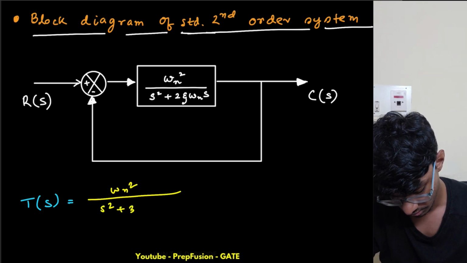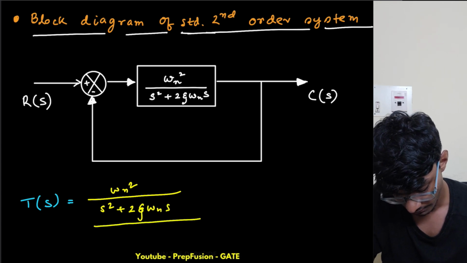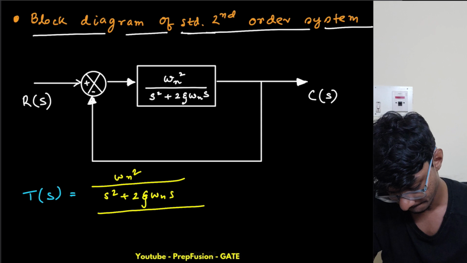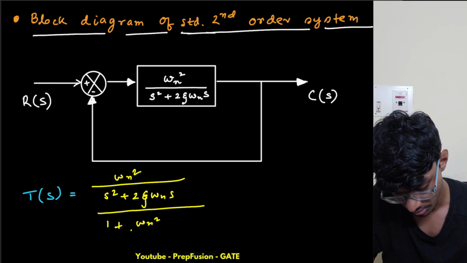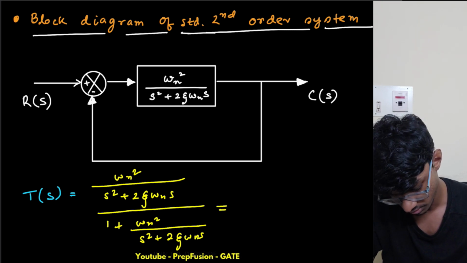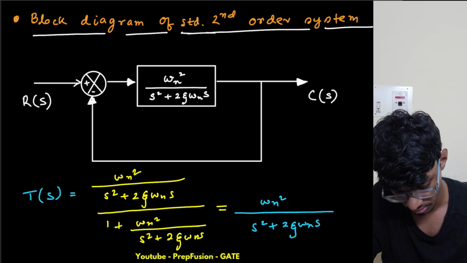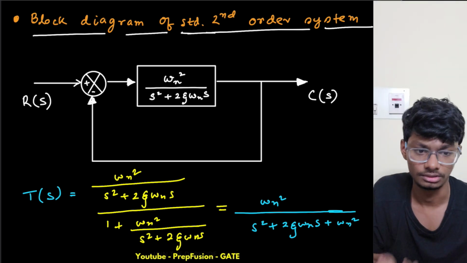omega n square by s square plus 2 zeta omega n s, divided by 1 plus omega n square by s square plus 2 zeta omega n s, which equals omega n square over s square plus 2 zeta omega n s plus omega n square. So this is what I'm getting, and this is basically my transfer function.